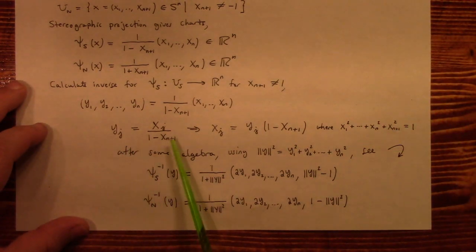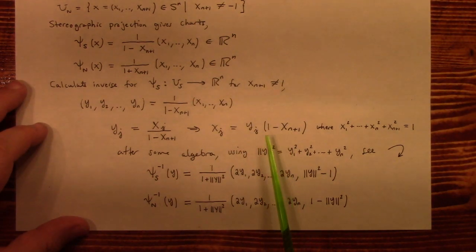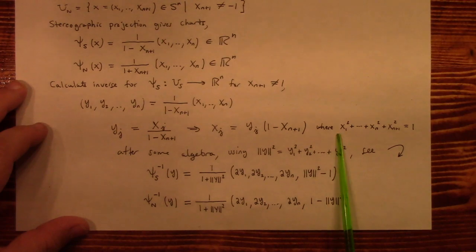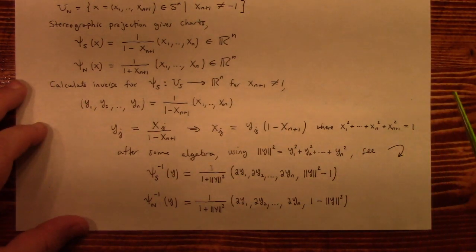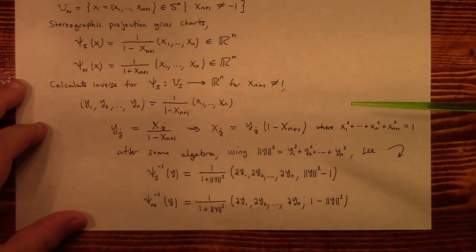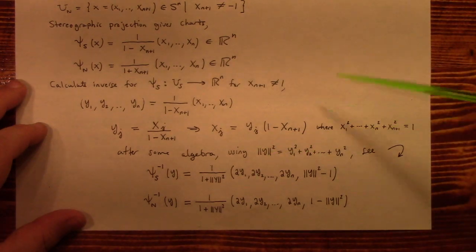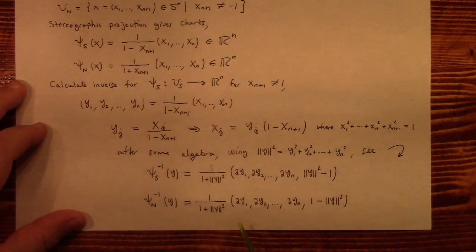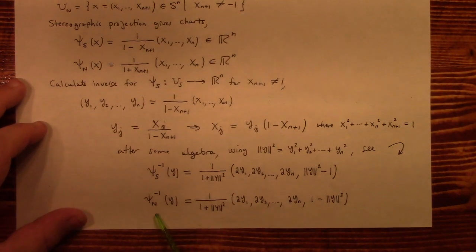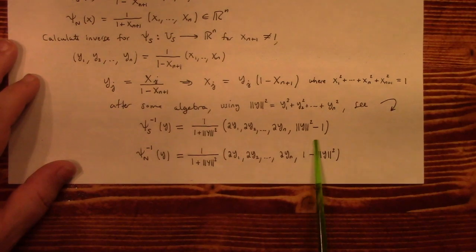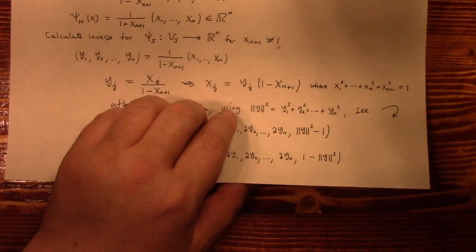So this gives me the equation that x_j is equal to y_j times 1 minus x_{n+1}. Of course, these are x's from a sphere, so we also know that the sum of the squares is equal to 1. That defines the n-sphere in terms of its equation. So then, after some algebra, you can prove that the inverse map is in fact this and that, respectively, for the south and the north charts. These are the inverses to the south and the north chart. Now, these formulas are by no means obvious. Let me show you why they're true. All right, so here's the derivation.